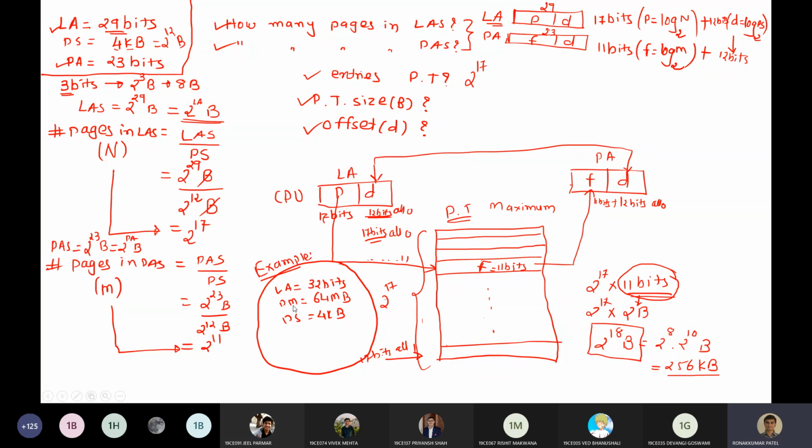Physical memory, your RAM size, your physical address space, these are the same term. Your logical address, your virtual address, this is the same term. लॉजिकल एड्रेस स्पेस, वर्चुअल एड्रेस स्पेस, ये दोनों भी सेम हुई.